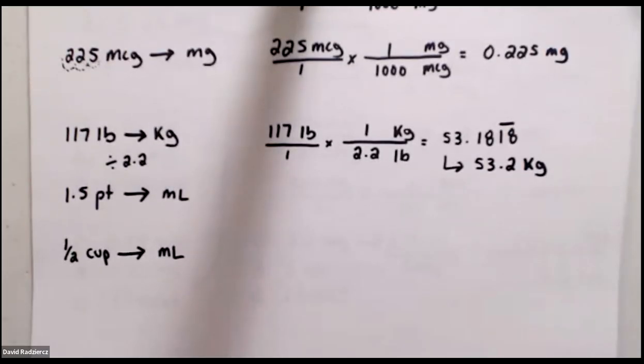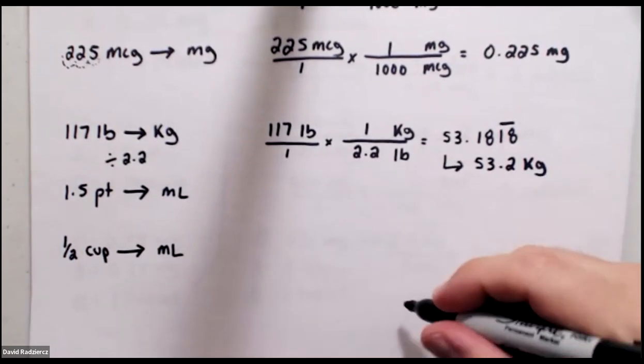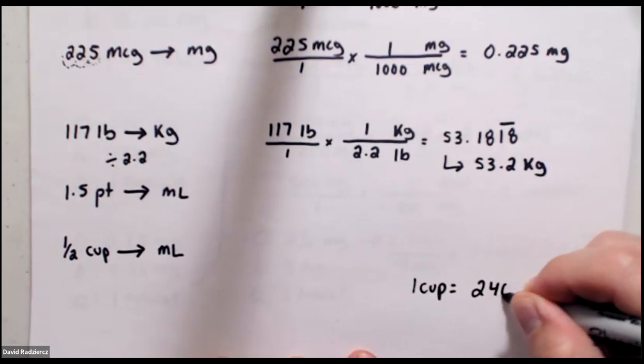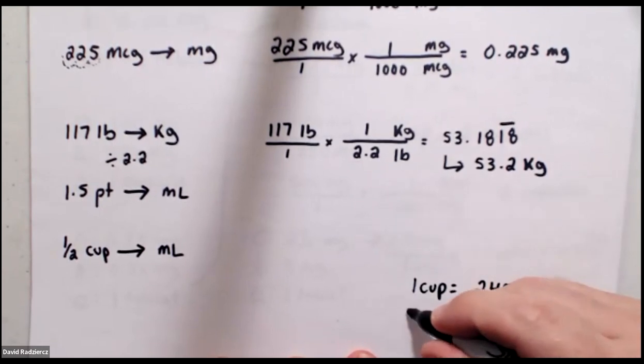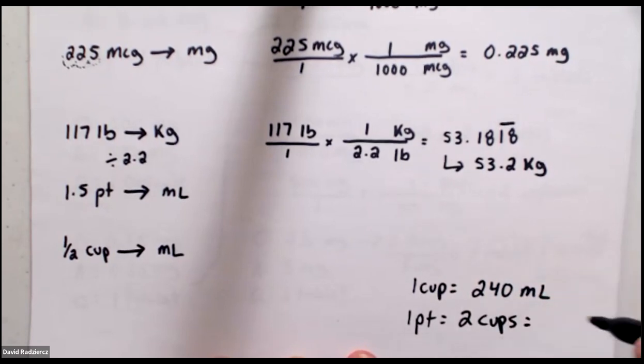On the conversion sheet that you gave us, it's really hard to see what this number is. I think it's 480. And then the cup, I think that says 240. Yes. So here, let me write those down. These are the conversions that you need to know. So 1 cup equals 240 milliliters. 1 pint equals 2 cups, which equals 480 milliliters.